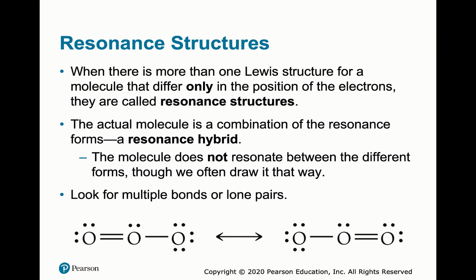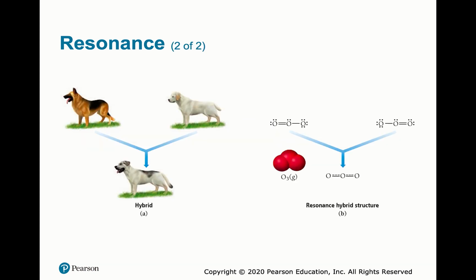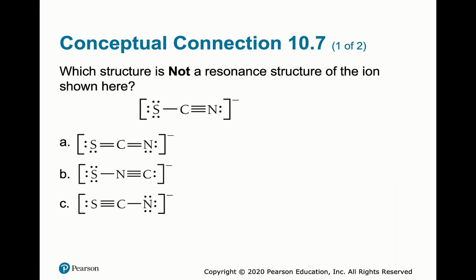Look at the resonance structures here for ozone, O3. Ozone has two possible structures, and we put these little arrows between them. So there's a resonance, and the true bonding scheme is like a blend of these two. And here's a picture. It's kind of like having two dogs and the offspring is a hybrid between the two. Likewise, with the two resonance structures, the actual bonding scheme is a hybrid between the two bonding schemes. So which one is not a resonance structure of the ion shown here? Well, let's see here.